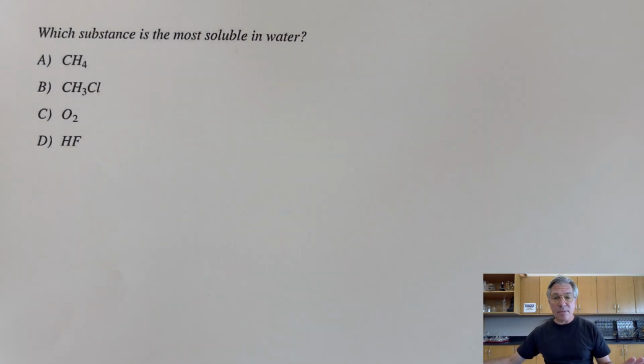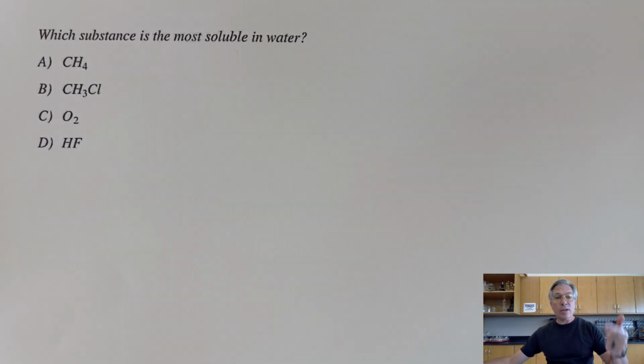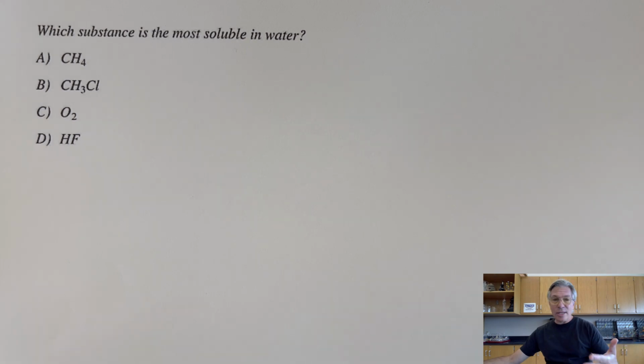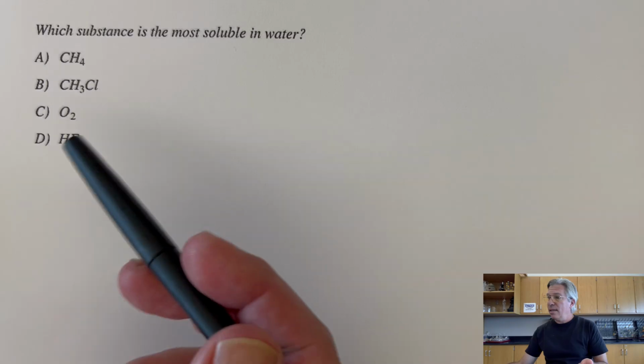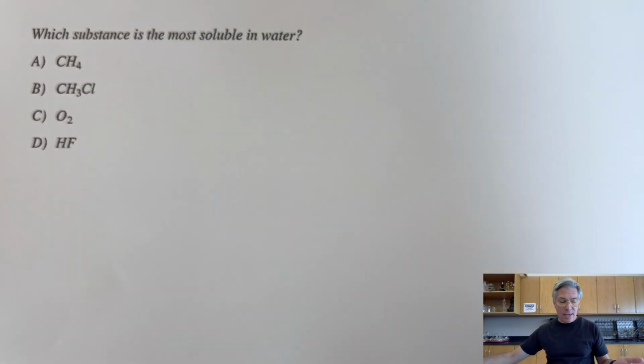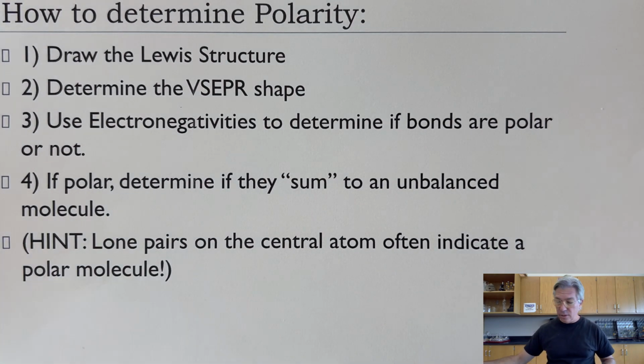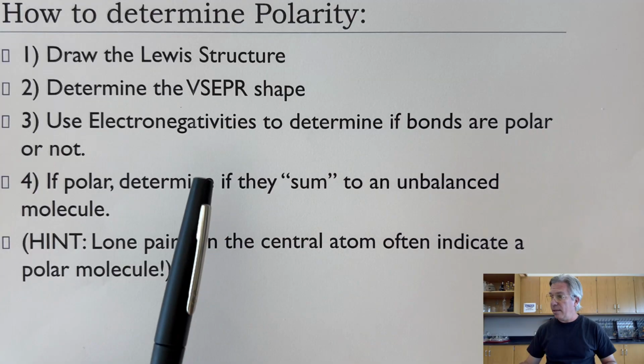This is a very typical type of question. It says, which substance is the most soluble in water? All right, we know that water is polar, hopefully. And when I'm looking at this question, I have to decide which of these things is actually polar or not. And so let's do a quick review of how to determine polarity. Again, this is from Unit 2, so if you need to determine polarity, head back there.